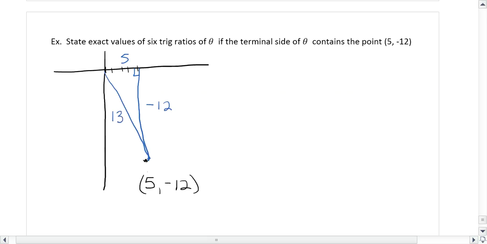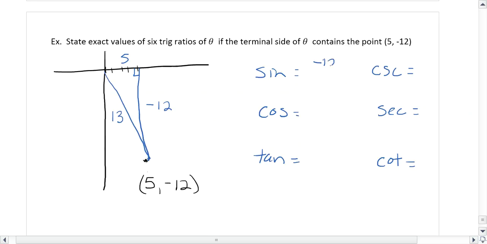So now that we have all our sides, we can find the trig functions. So again, working off of the reference angle, the sine would be negative 12/13, and these are kind of nice because we don't have any square roots to worry about. The cosine would be 5/13, the tangent negative 12/5, and then the inverse functions would just be reciprocals.